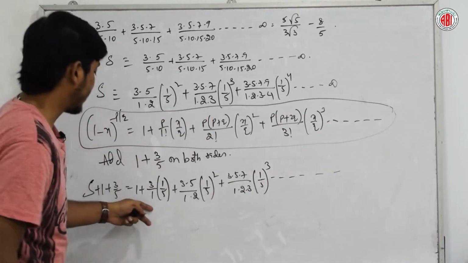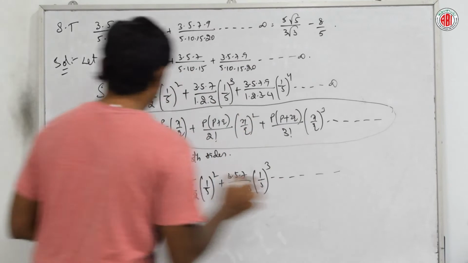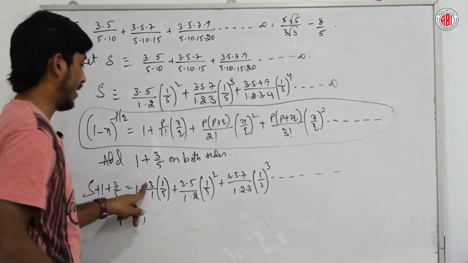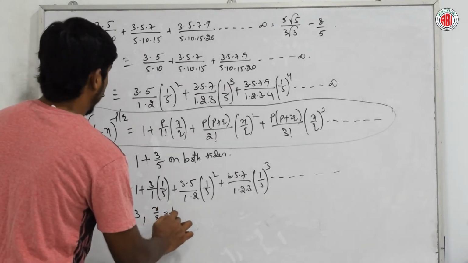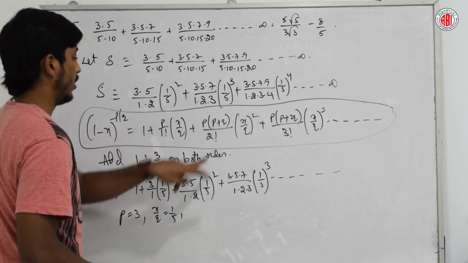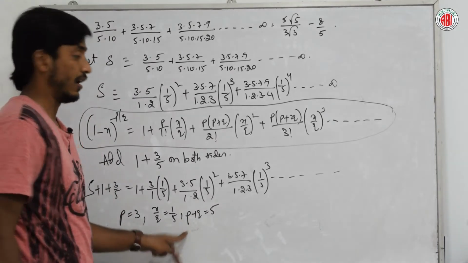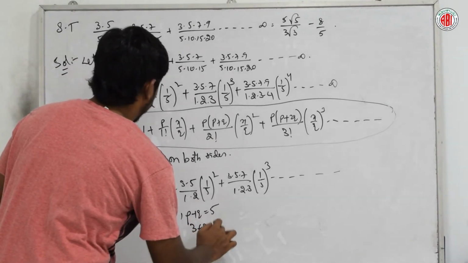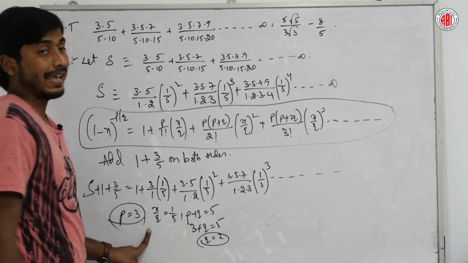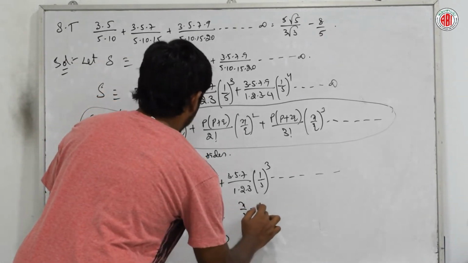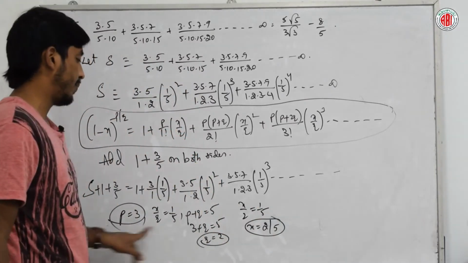What is this? Just compare now. What is p here? 3. Now, let me write everything here itself. P is 3. What is x by q? X by q is 1 by 5, isn't it? X by q is 1 by 5. What is p plus q? P plus q is 5. Now just substitute the value of p here. This will be 3 plus q is equal to 5. The value of q will be 2. The value of p is 3. What about the value of x? X by 2 is equal to 1 by 5. X is equal to 2 by 5. Now I got the value of p, q and x.